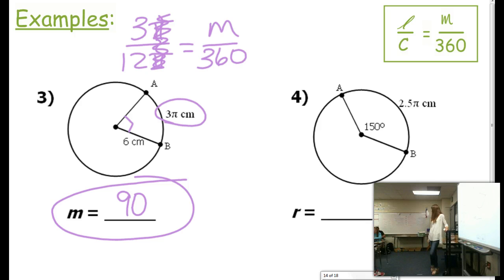3 times 360. Cross multiply. This times this, divided by 12. How do we get 12? Where did 12 come from? Double your radius, or find your diameter.